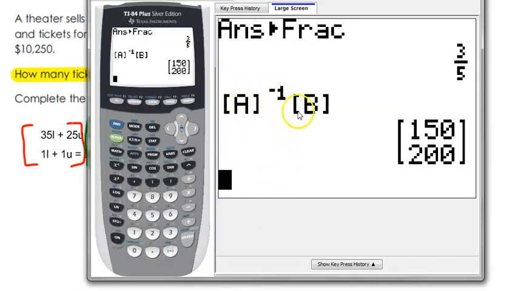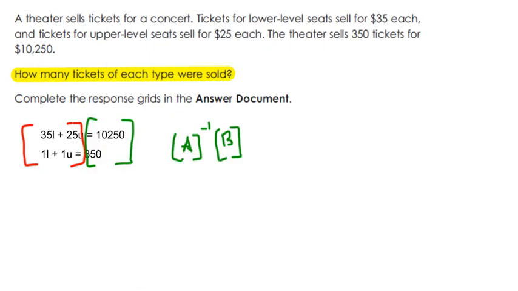But there we have A inverse times B, and it's in alphabetical order because my L's were first and my U's were second. So 150 lower seat tickets and 25 upper seat tickets is my answer.